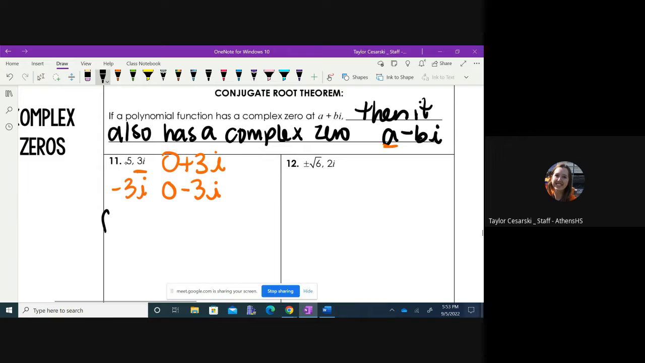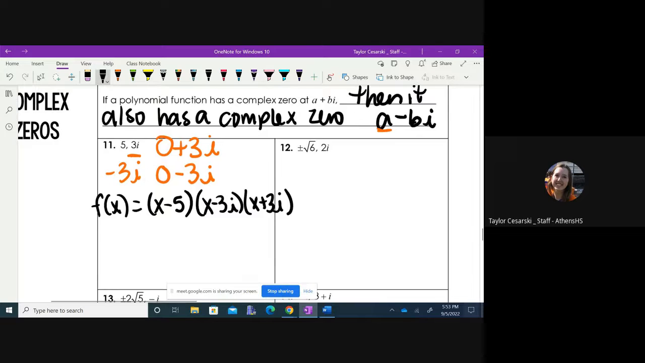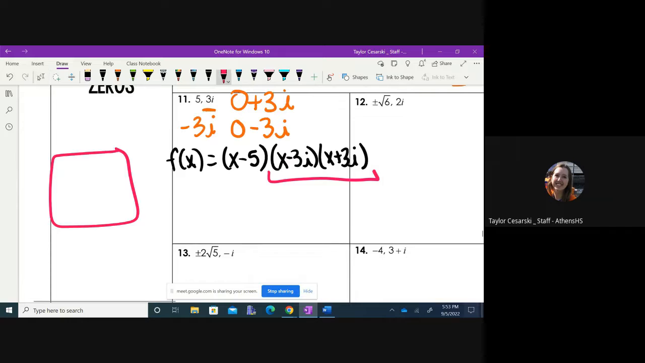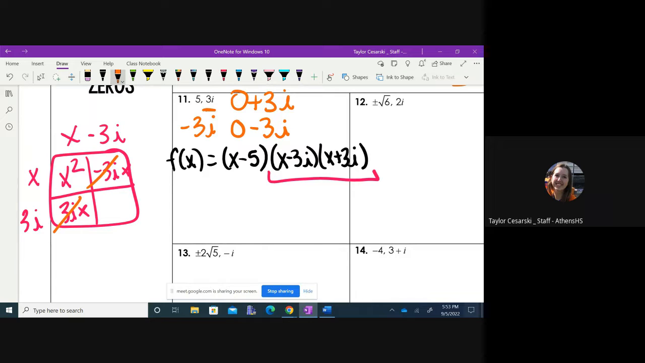So let's write this out. x minus 5, x minus 3i, and x plus 3i. Remember I said my hint was to multiply out the ones that are similar or opposites first, because that's going to cause some cancellation. Otherwise, you're going to get like a positive 15i, and that gets really gross really fast. All right, so we have x minus 3i, x plus 3i. So x squared, this would be negative 3ix and positive 3ix. So notice those will cancel.